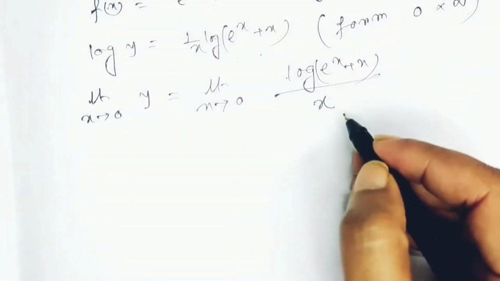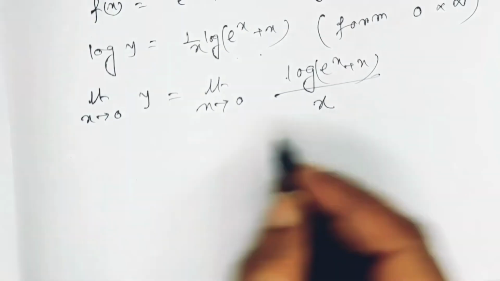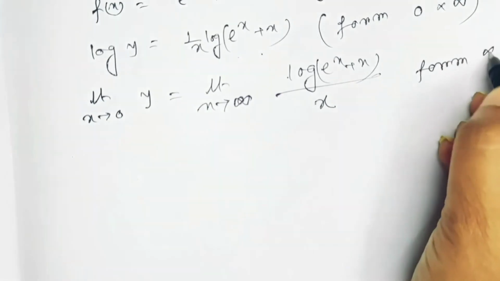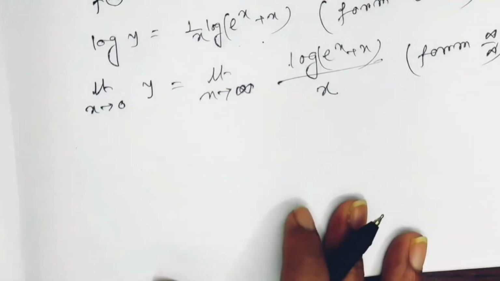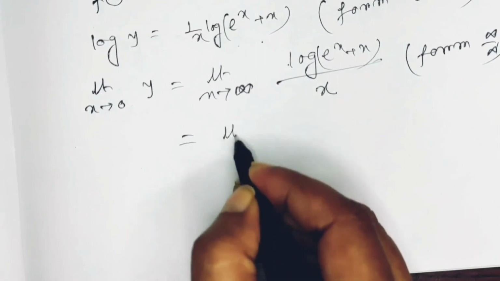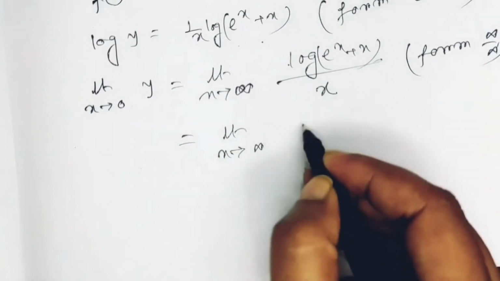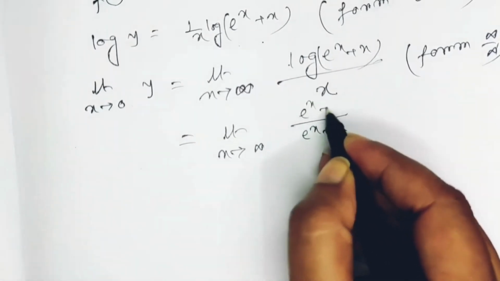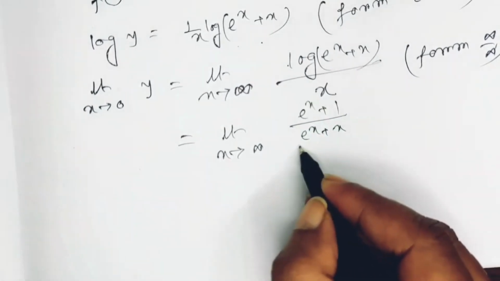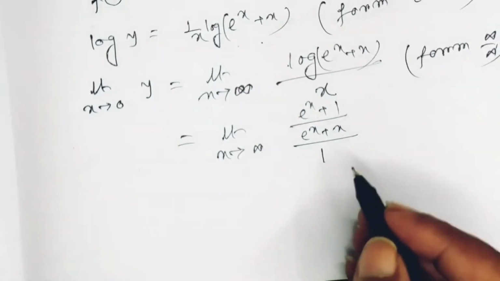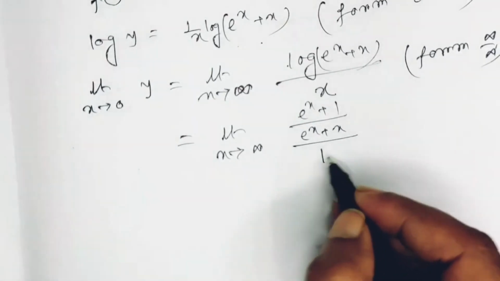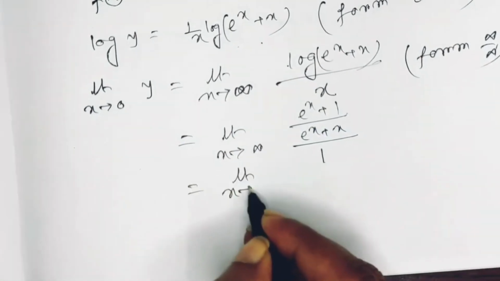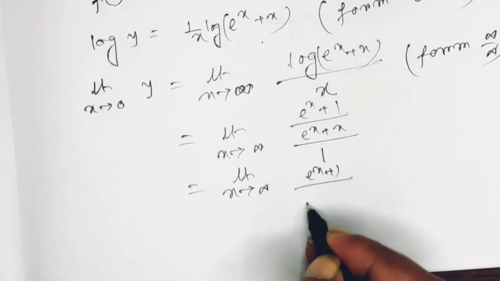And now the limit is given infinity, so it is in the form of infinity by infinity. For this format, we take the derivative of the denominator and numerator. If we take the derivative, then it is e to the power x plus 1 in the numerator, divided by the derivative of the denominator, which is 1. So we rewrite it as e to the power x plus 1 divided by e to the power x plus x.